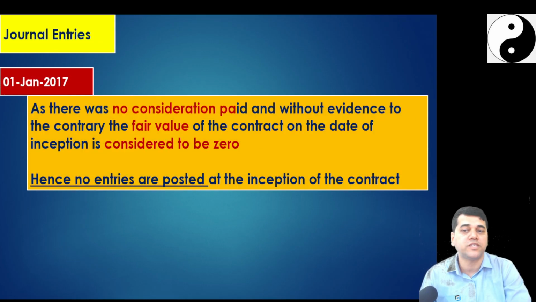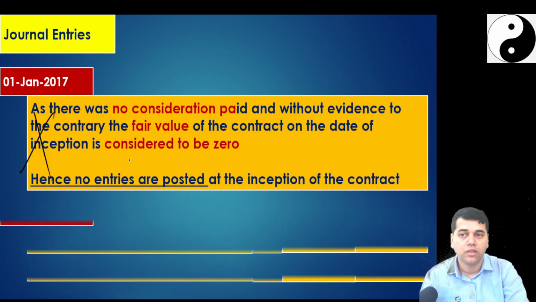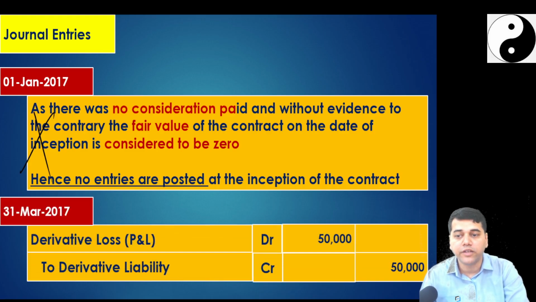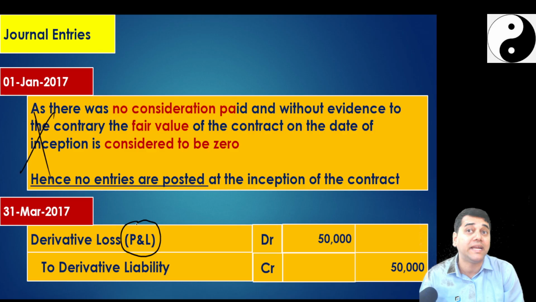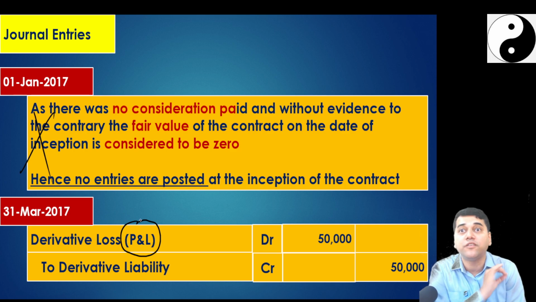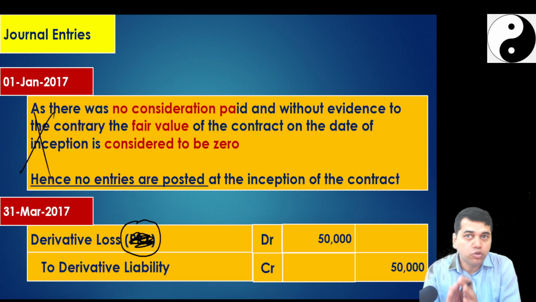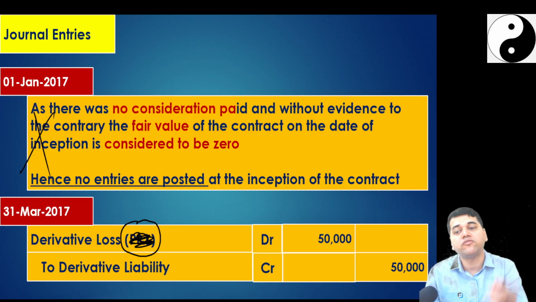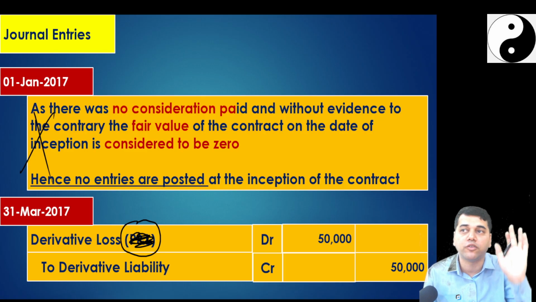Then starts your first entry: there is no accounting entry because the fair value is considered to be 0. Did you pass the derivative loss to derivative liability? Yes. Very importantly, you have to remember, students, if any item goes to P&L, in whatever journal entry you pass, there are 2 approaches. One is a very risky approach, one is a risk-free approach. The risk-free approach is, you did derivative loss to derivative liability. You don't want to take any risk. Then pass one more entry, P&L account debit to derivative loss.